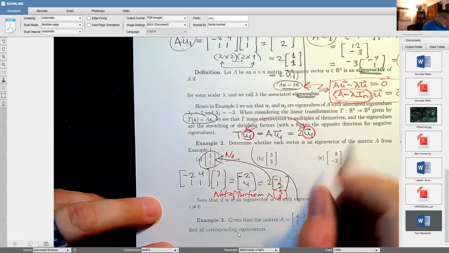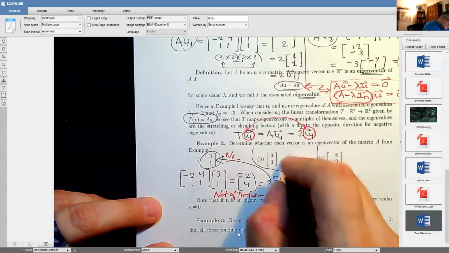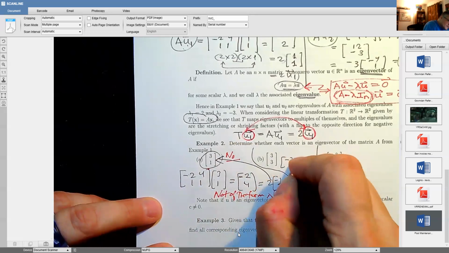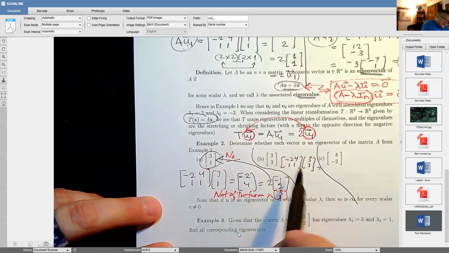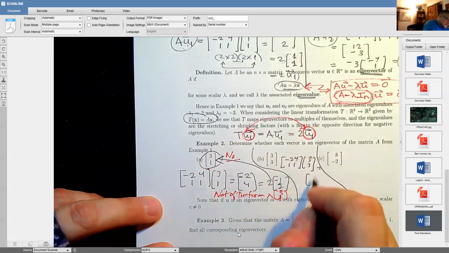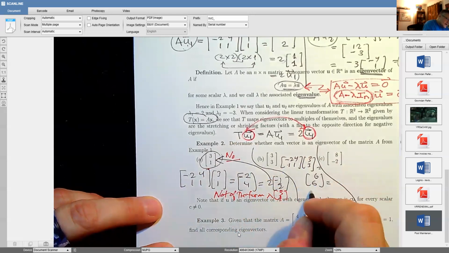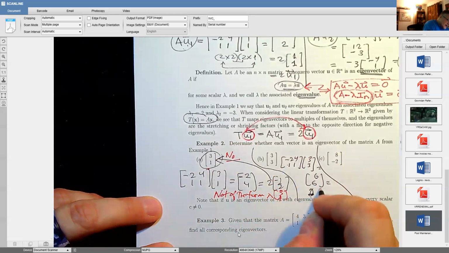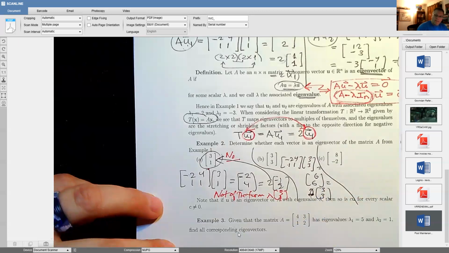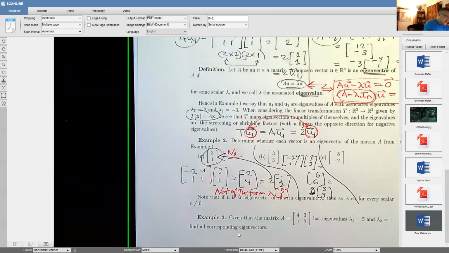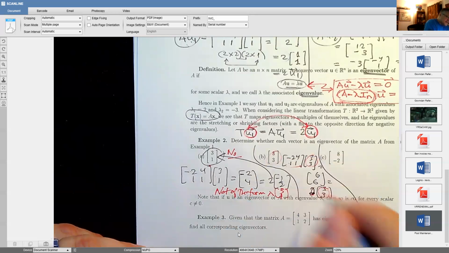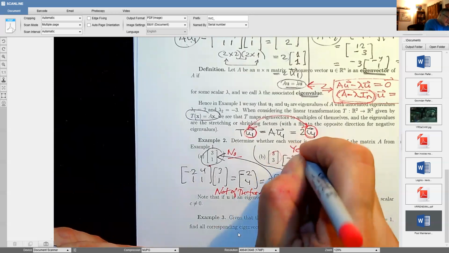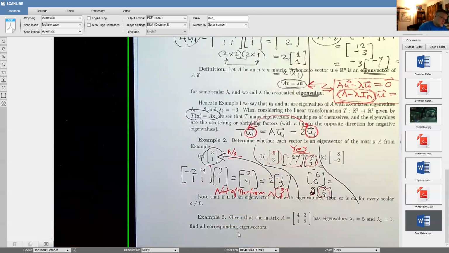If I do this one, look at A times 3, 3. If I multiply minus 2, 4, 1, 1 times 3, 3, minus 6 plus 12 is 6. 3 times 1 plus 3 times 1 is another 6. And I can write this as, I can pull a 2 out, times 3, 3. And so that is an eigenvector. A times this vector is that vector times a scalar. So this is yes.